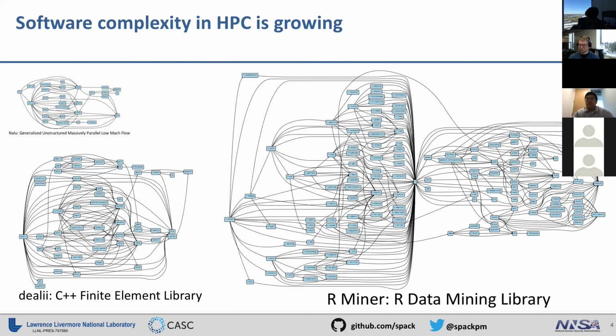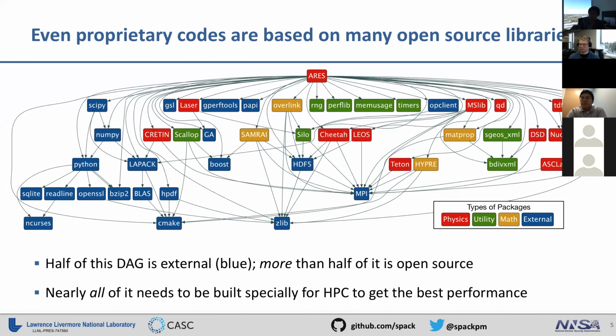This can get really nasty, and even our proprietary codes at Livermore have a whole lot of dependencies. If you look at, say, one of our production multiphysics codes here, Aries, basically all this blue stuff is open source. It's external open source that we rely on, that we have to keep up with, that we basically have to make sure that our software continues to work with. And all the other things like the red, the green, and the yellow, those are Livermore built libraries. Some of them are open source, but even they have pretty complicated connections in there.